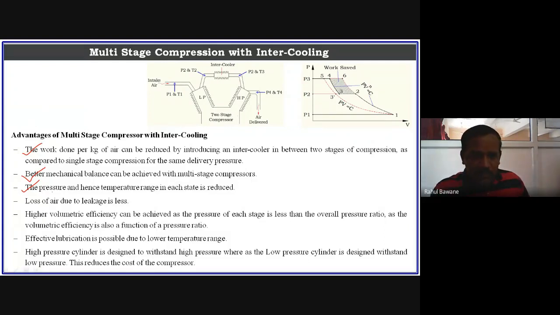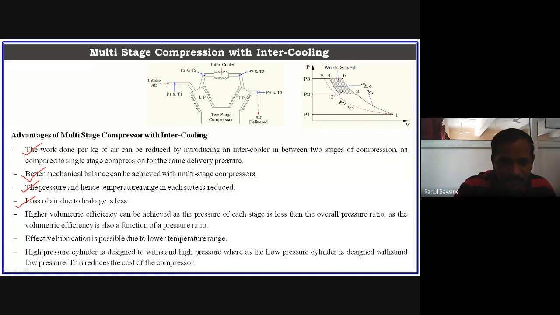Loss of air due to leakage is less. This is also an advantage. How is it less? If I am compressing the whole charge in a single stage, it is continuously compressing to a very high pressure up to delivery, so there is a lot of chance that if it finds some passage or some sealant gap, it will break through and leak out. But if I reduce the pressure rise rate, with first stage P1 to P2, second stage P2 to P3, I am reducing the compression range in terms of pressure ratio. So leakage chances will be reduced.